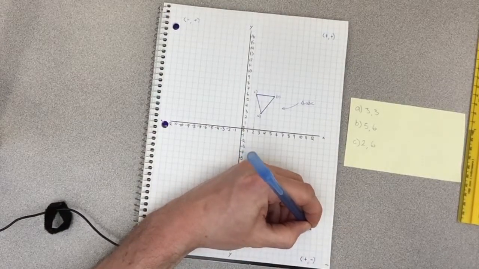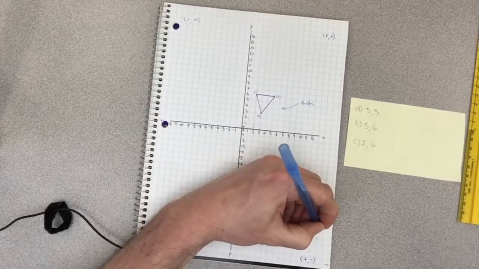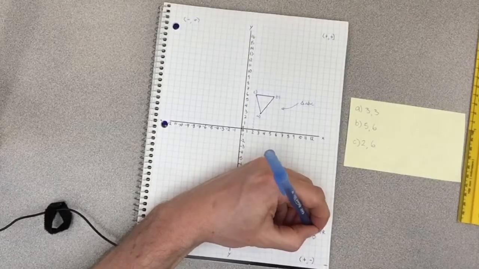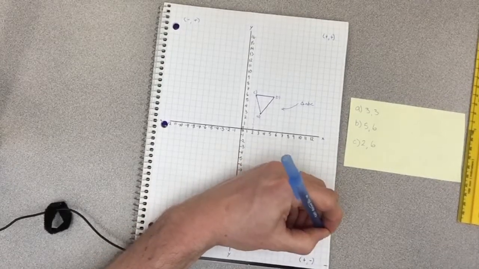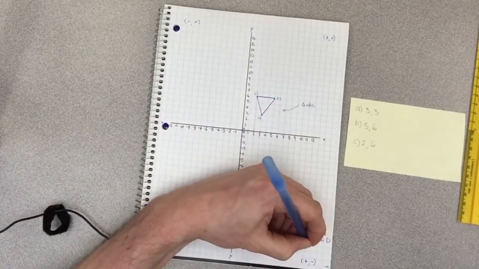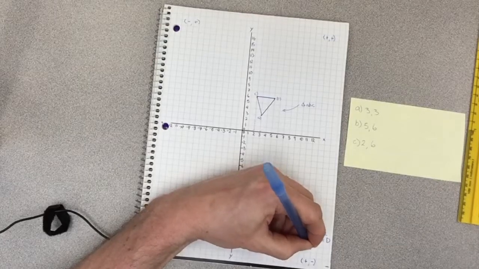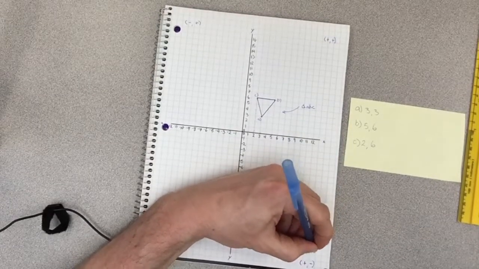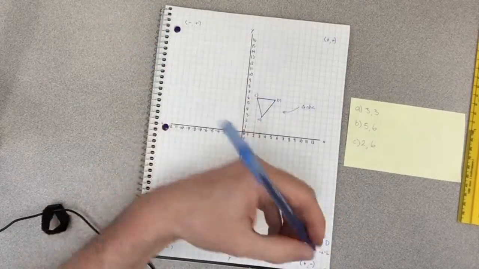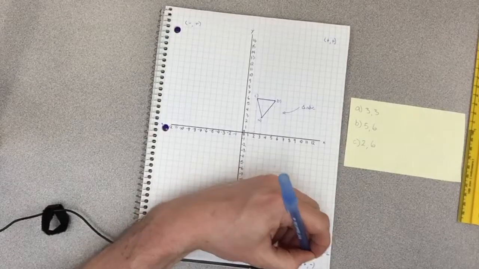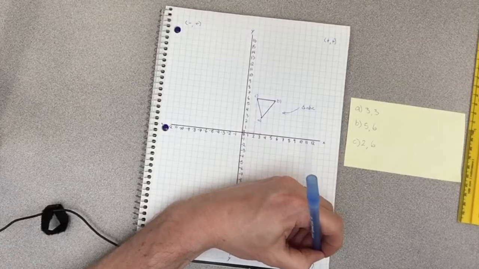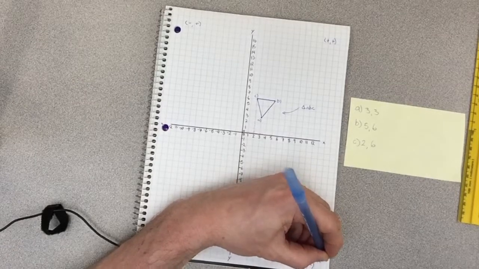your x is left or right, your y is up or down, x positive is going to be right, x negative is going to be left movement, y positive is an upward motion, y negative is a downward motion.